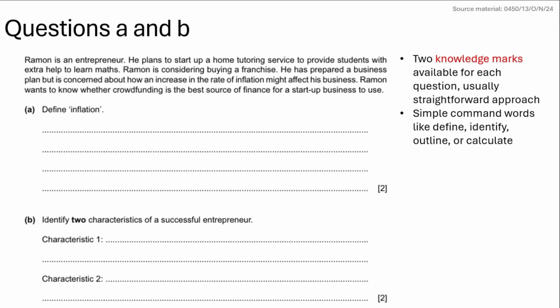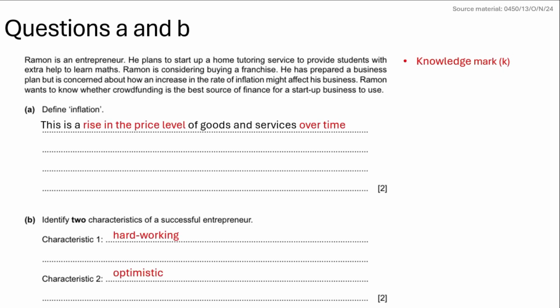You'll find other command words like outline or sometimes even calculate, but it's all the same. You give 2 knowledge marks to get your 2 marks for each question. Let's look at a sample answer that I created. Inflation, this is a rise in the price level of goods and services over time. Everything I have highlighted is where you're going to find your marks.